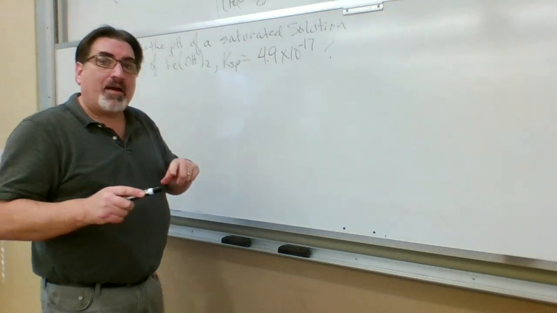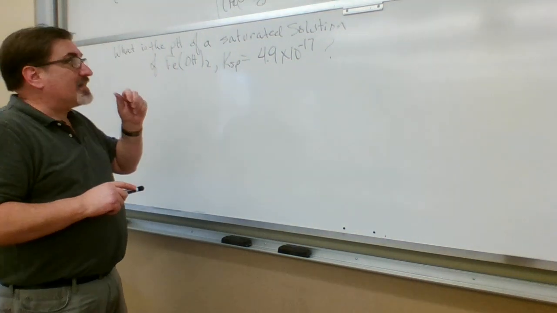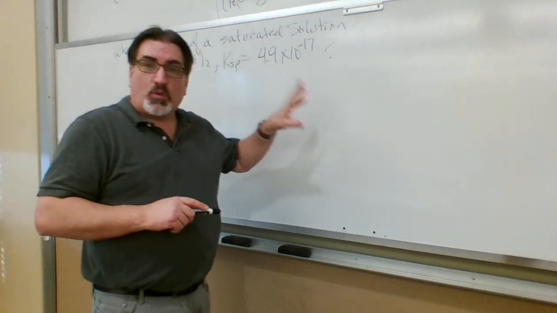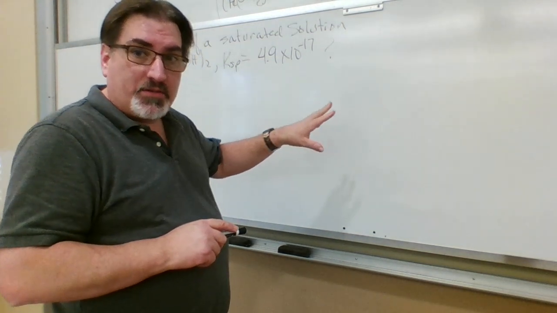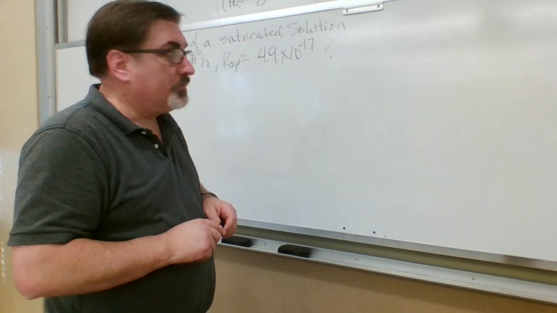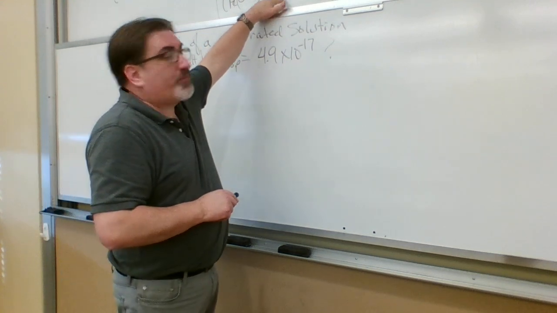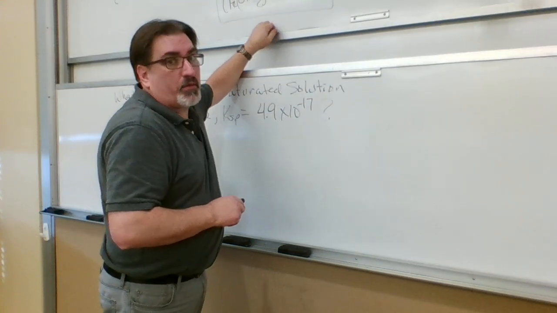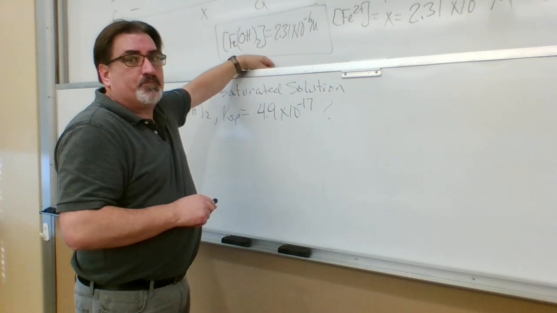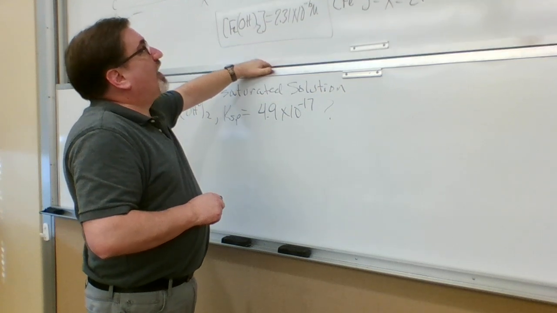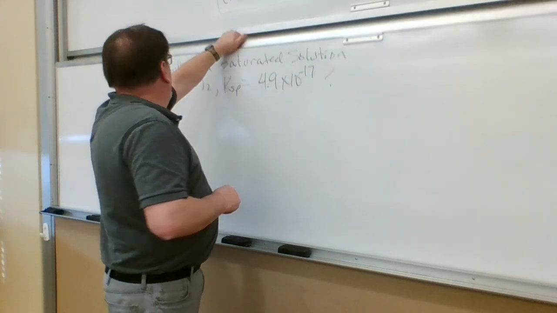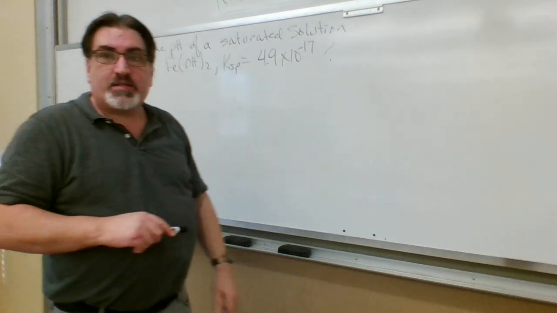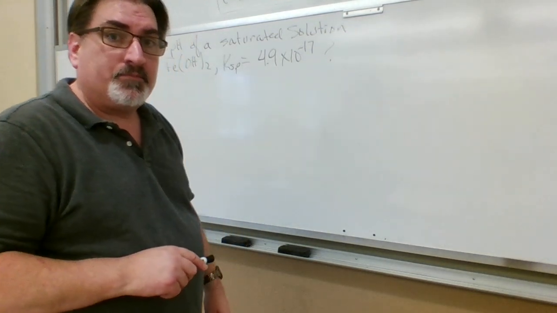Okay, so we're going to piggyback off our last problem. In the last problem, we were asked to calculate the molar solubility of Fe(OH)2 given its Ksp value, and we came up with a value of 2.31 times 10 to the minus 6th molar. So now our question is, what is the pH of a saturated solution of Fe(OH)2?